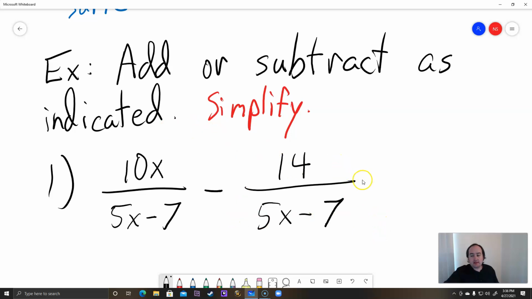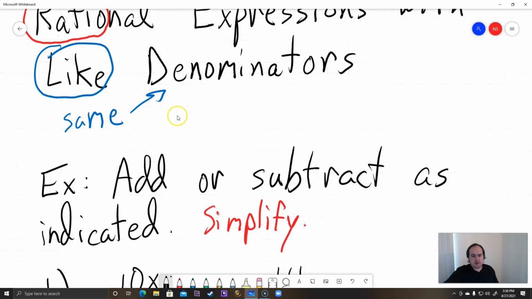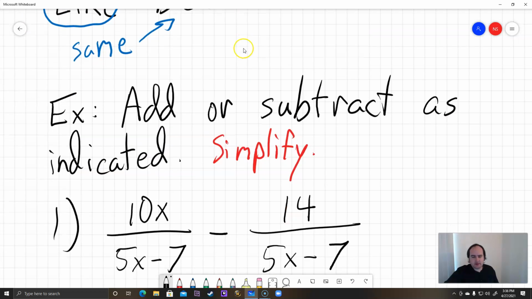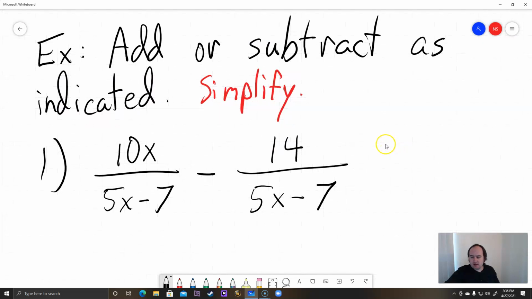Now these are like fractions. These are rational expressions which are fractions with like denominators. They have the same denominators. So how do you combine them? Well, it's a little bit different from multiplying or dividing. In order to combine these, we need to keep the denominator and then add or subtract the numerator.